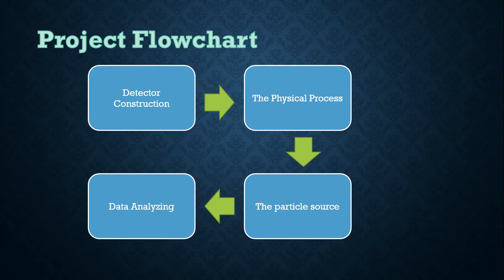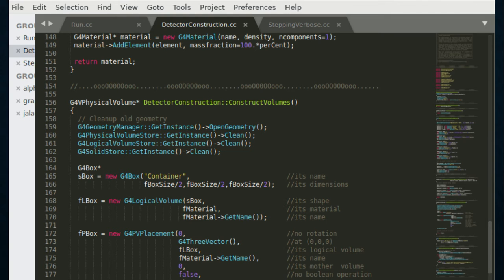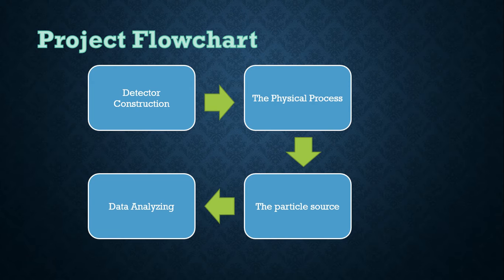Next, in this figure, the chart shows four different categories that need to be reconfigured and adjusted. The first is detector construction. Here, the geometry of the detector needs to be constructed and the material used for the simulation of the detector needs to be defined. And this is an example of the source code inside the detector construction code.